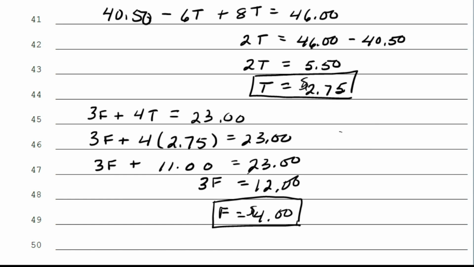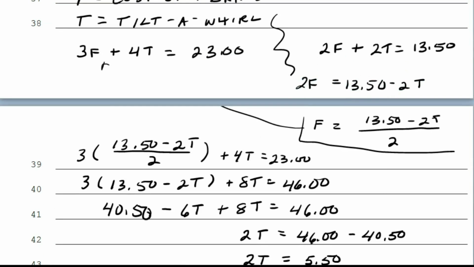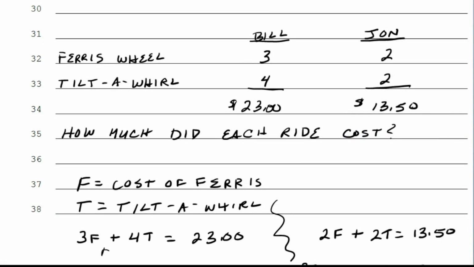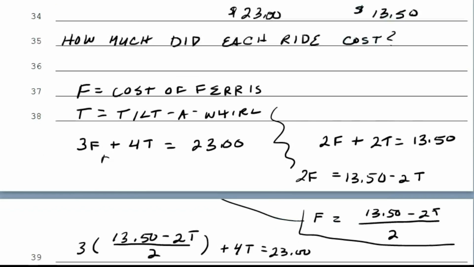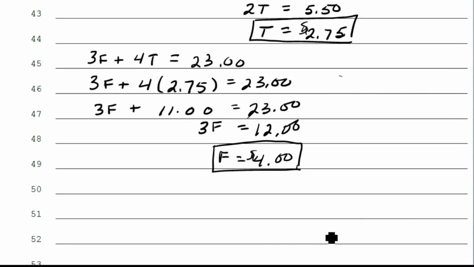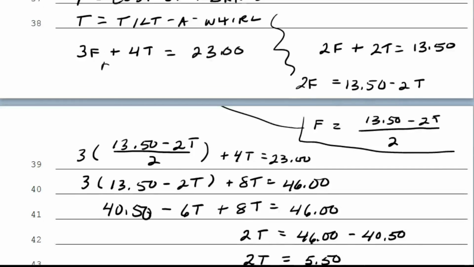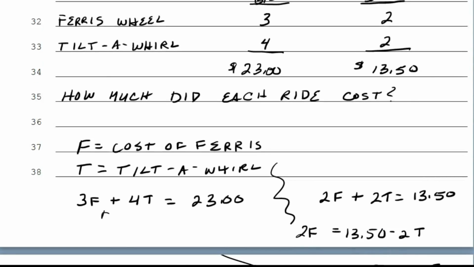Do a quick check of that. Is 3 Ferris wheel and 4 Tilt-A-Whirls. 3 Ferris wheels is $12. 4 Tilt-A-Whirls would be $11. That equals $23. And that is the original problem.